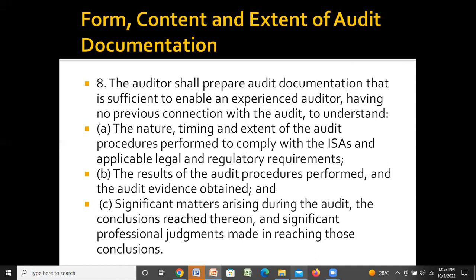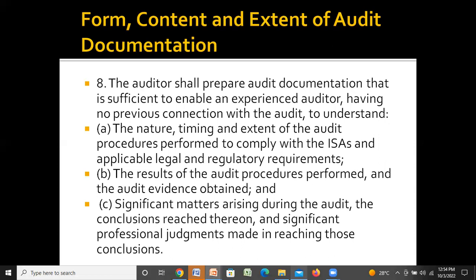Remember, we have defined what we mean by experienced auditor, having no previous connection with the audit. So what we're saying is that your audit documentation must be self-explanatory, even if you are not there, and your audit file is passed to maybe ICAN, or a committee in IFAC, the National Federation of Accountants, or a jury made up of accountants or people with financial background. They should be able to understand it. That's what paragraph 8 is talking about.